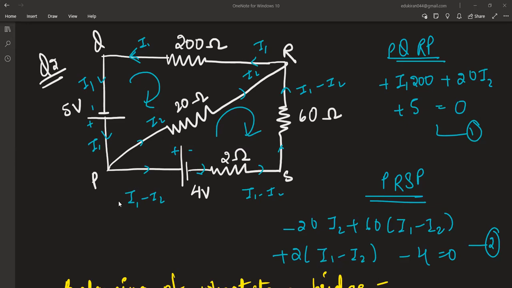Current in this branch is I1 minus I2, no? So we'll consider current into resistance, that is voltage. And this is the case from negative terminal. See, like here from positive terminal, current was coming. So we took it as positive. From here, negative terminal current is coming. So we will take it as negative.